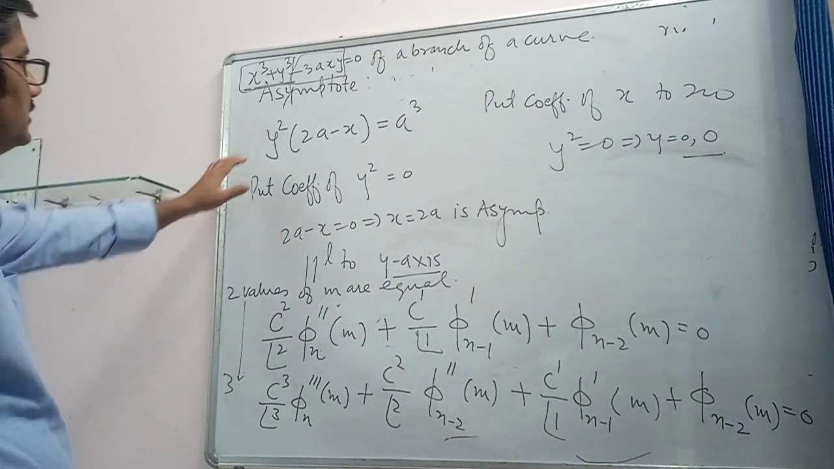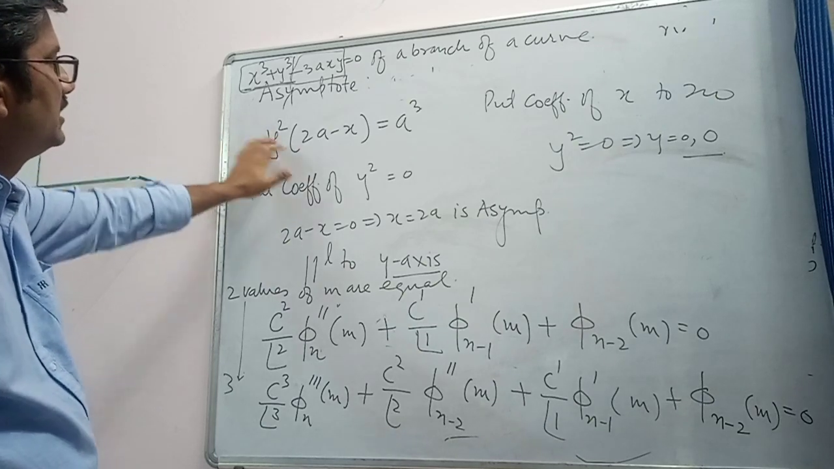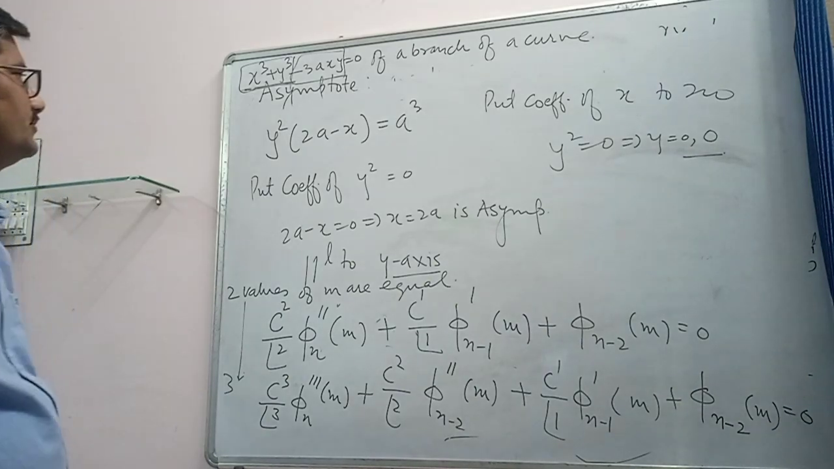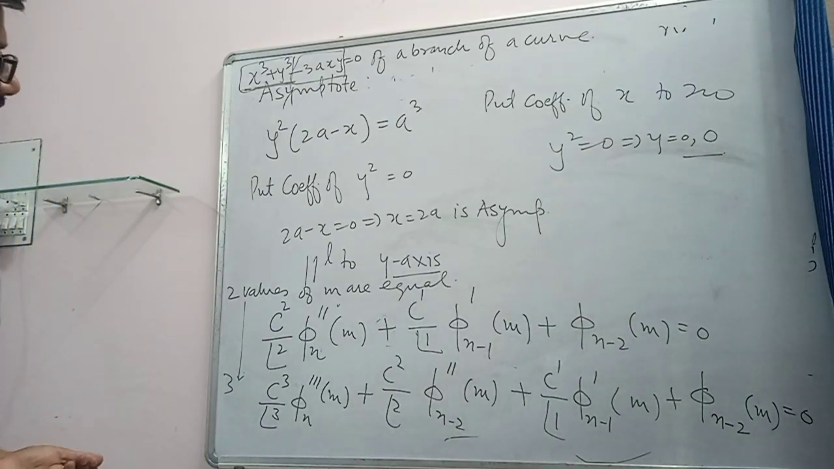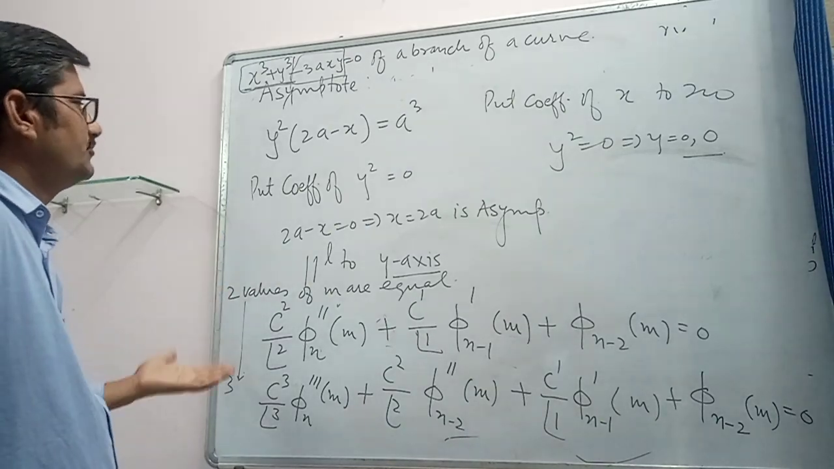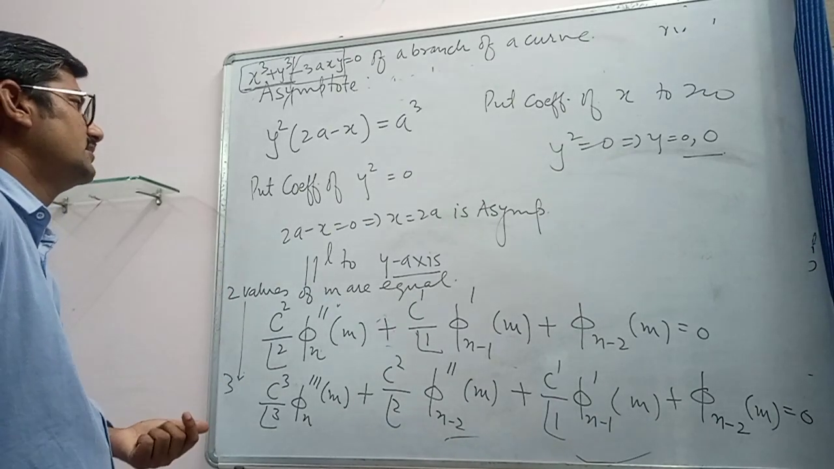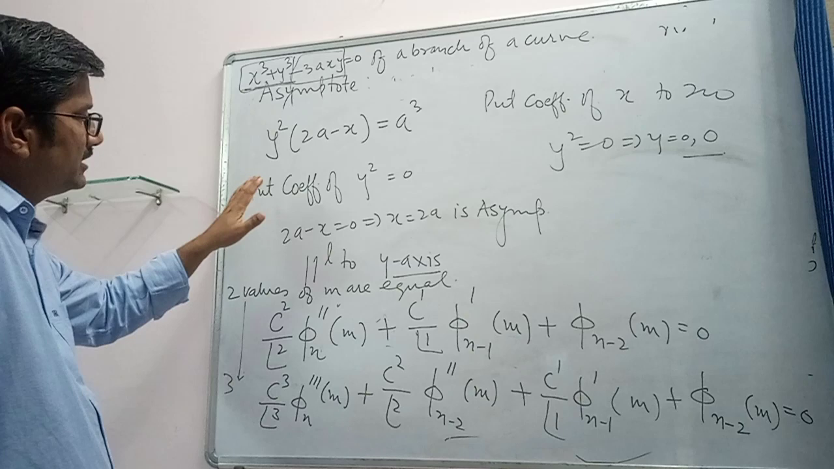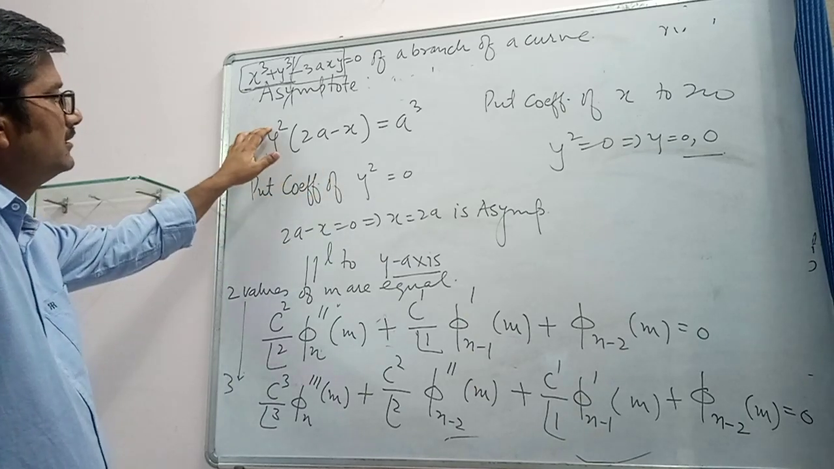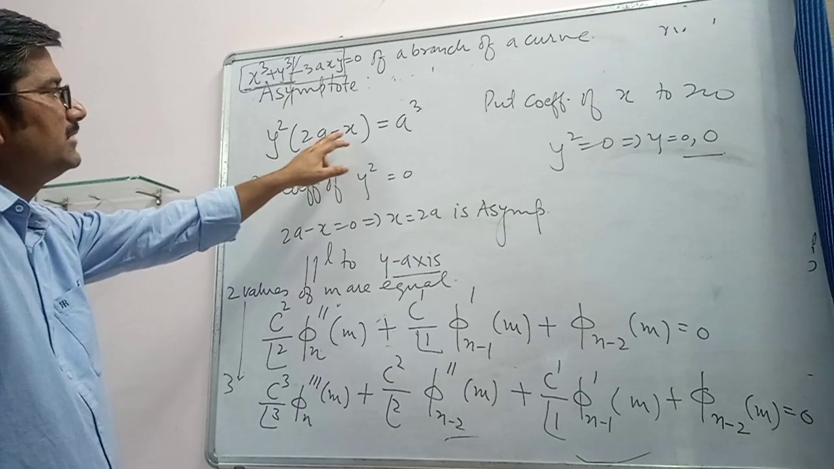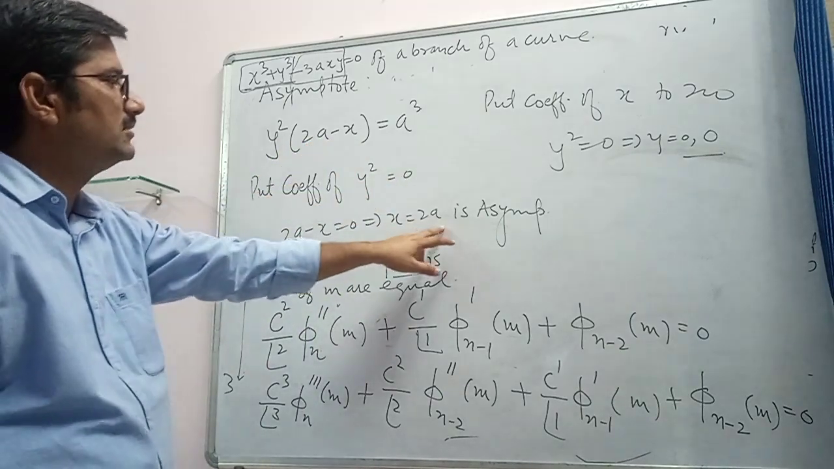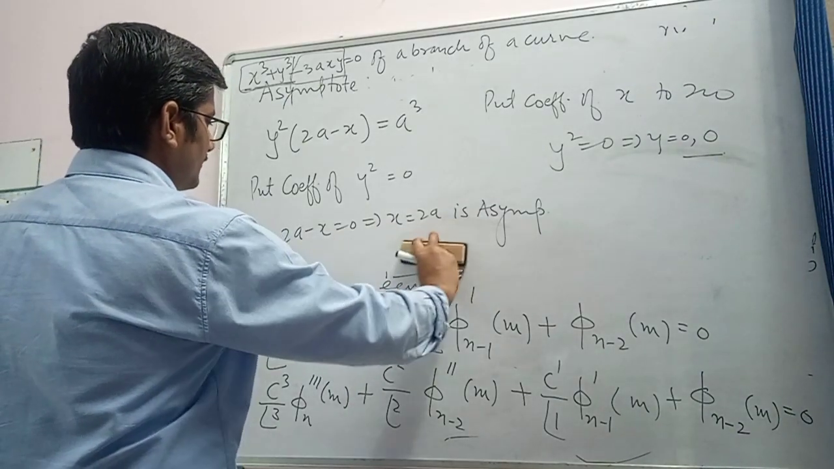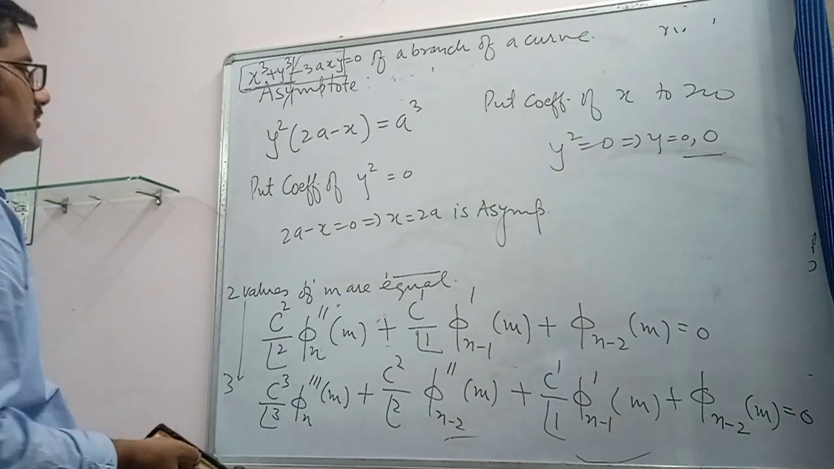Consider the next example, y square multiplied by 2a minus x is equal to a cube. We have to find its asymptotes. First we will try to find the asymptotes parallel to y-axis and x-axis. To get the asymptote parallel to y-axis, put the coefficient of the highest power of y, that is the coefficient of y square, 2a minus x, equal to 0. Then x equal to 2a is the asymptote parallel to y-axis.